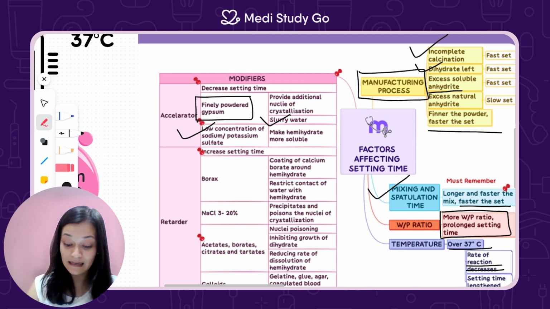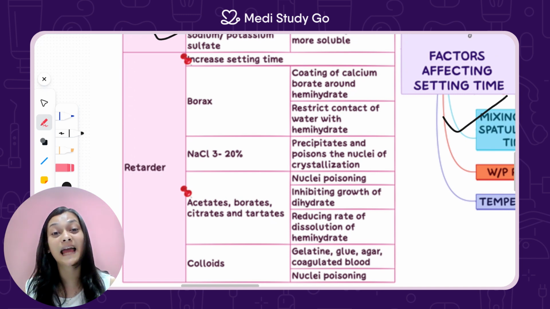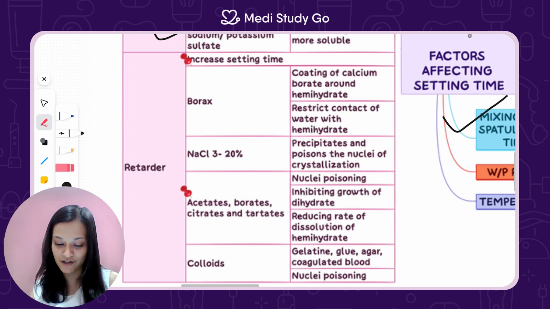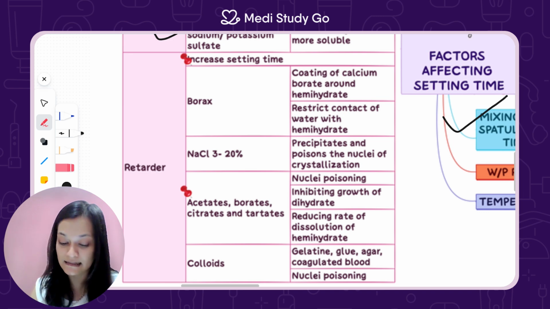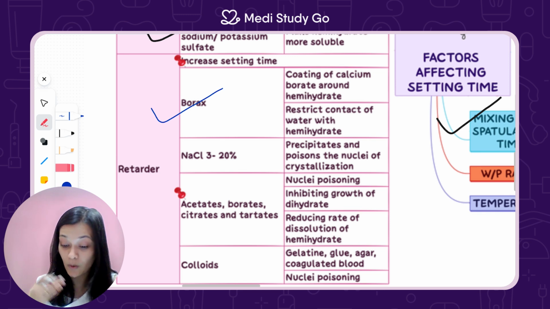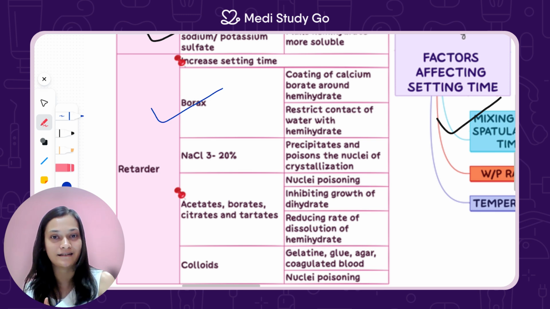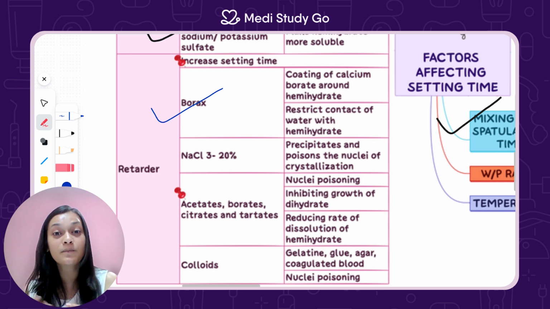So this is the accelerator. Now when we talk about retarder, there are a number of products that can actually retard the reaction or lengthen and increase the setting time. These can be using borax, because it leads to coating of borax and the water does not come in direct contact with hemihydrate to convert it into dihydrate. So what is going to happen? It's going to take more time.